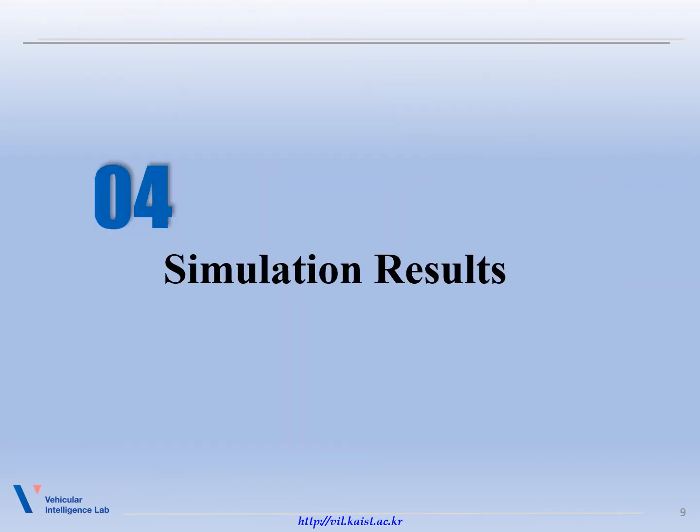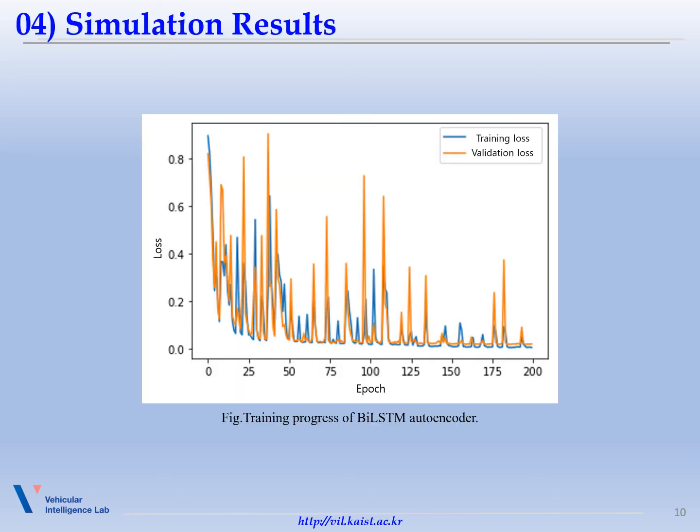In this chapter, I will explain the simulation results. In the smart metering system, data of electricity, water, heating, hot water are collected from 985 households. The training progress of the Bi-LSTM network is shown in the figure. The model is trained for 200 epochs with the specific batch size. Here we can observe that both the training loss and the validation loss decrease.